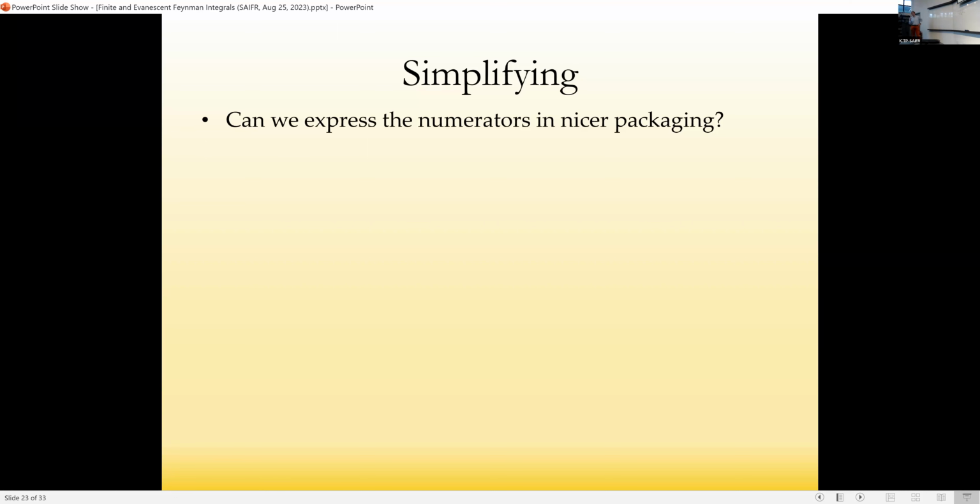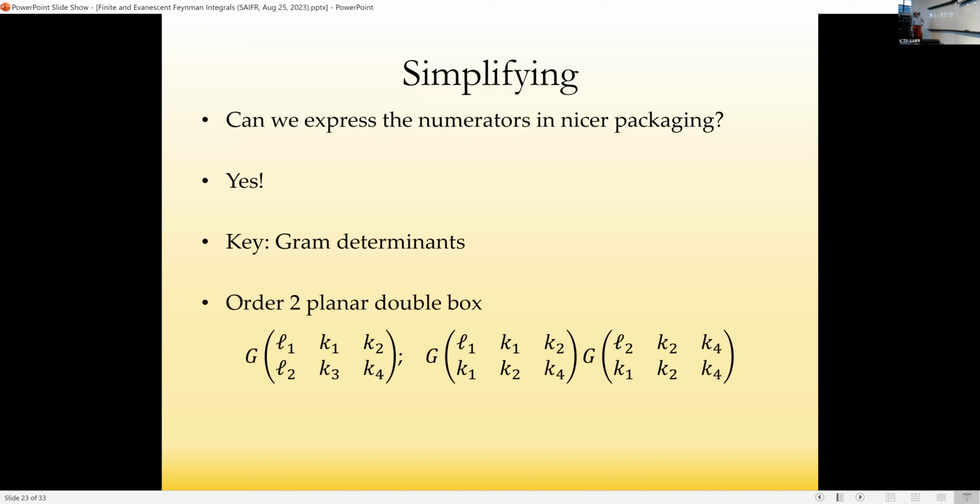Okay, so I think everyone agreed, or at least the majority of people voting agreed, that the numerator I showed earlier, which is actually the simplest, random-looking degree 4 one, did not particularly have an illuminating structure. So now the question is, can you express these in a nicer packaging? Here it's done in a bespoke way. We don't really have an algorithm to do it, certainly not to pick the simplest representation. The key here is to do things in Gram determinants. The way we did it in this example is to write down all Gram determinants that seemed as though they would be usable objects.